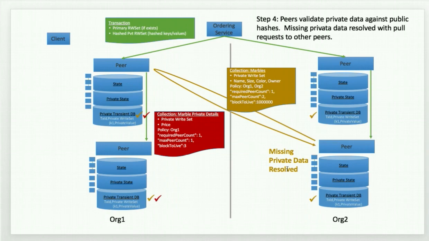And this peer that had the missing private data will determine that it should have the private data based on the access policy. It's organization 2, and it should have access to the marbles private data. And it will try to pull the private data from other peers using the gossip protocol.